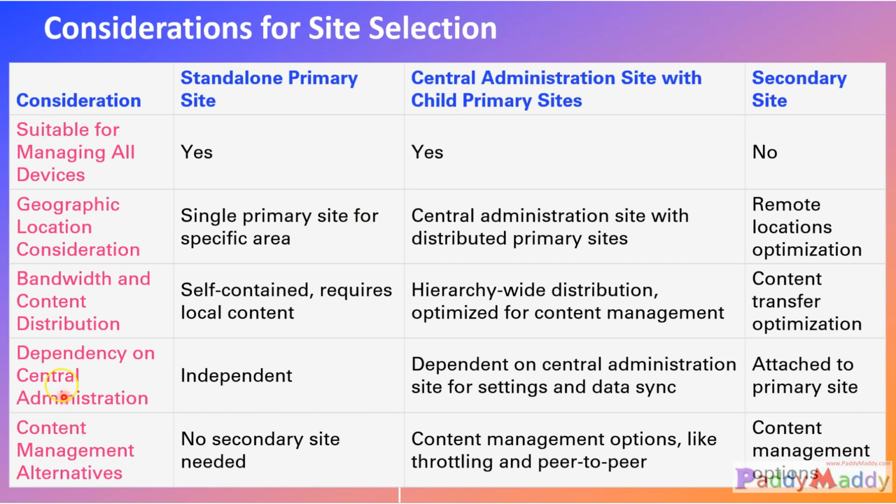Now, when we talk about dependencies on the central administration side, there is no dependency, because a standalone is always standalone, so it is an independent site. But it depends on site settings, and the data should be synced. The secondary site is always attached to a primary, so definitely it's dependent. For content management alternatives, no secondary sites are needed for a standalone primary. You could manage directly, but if you are looking for content to be managed with multiple options with the secondary site, you can have content management options like bandwidth throttling or peer-to-peer configuration.